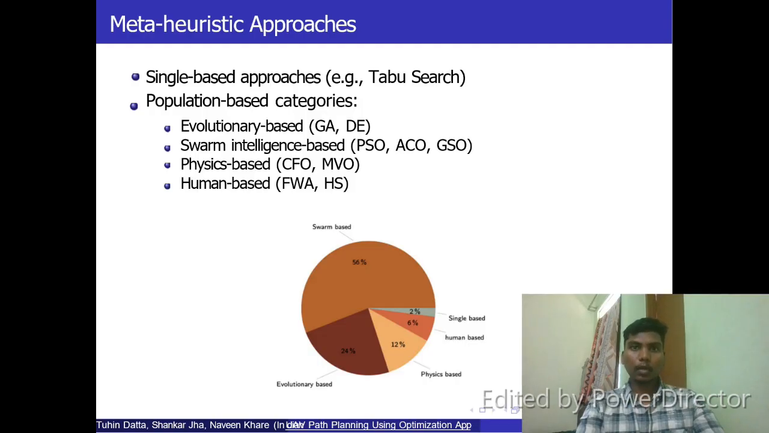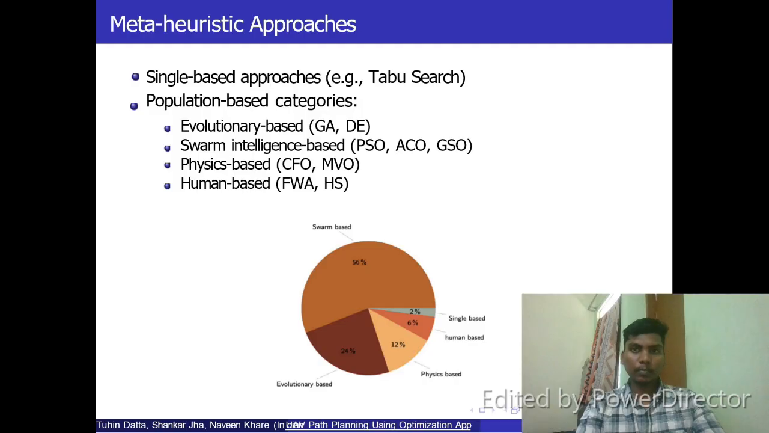Meta-heuristic approaches are classified into single-based and population-based categories. Single-based approaches like taboo search are simple to implement with good time efficiency but limited by local optima challenges. Population-based approaches are further divided into four subcategories: evolutionary-based algorithms like genetic algorithms and differential evolution provide optimal paths with fast convergence but high computational demands.